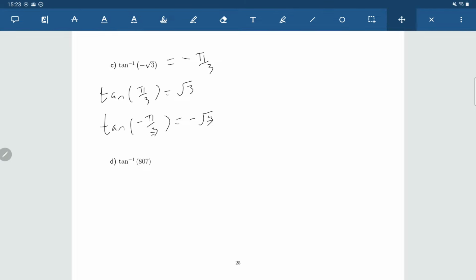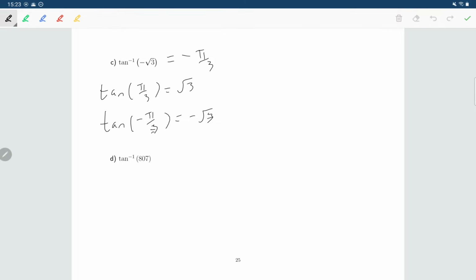Tangent inverse of 807, that's certainly not something that comes from any of my special triangles. So I will need my calculator, and I find that tangent inverse is approximately 1.56955, so about 1.570 if you're rounding it to 3 decimal places. And of course, that's not an angle in degrees, that is radians.